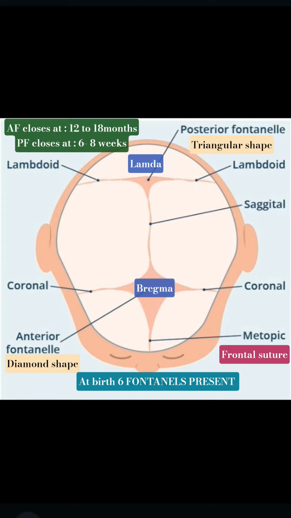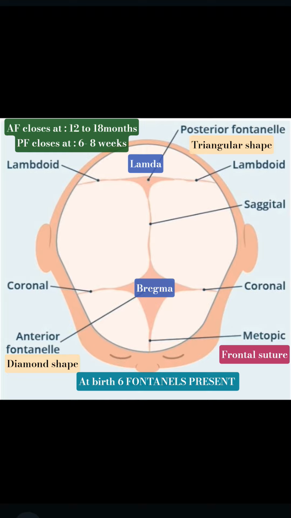And do you know when the anterior fontanelle closes? The anterior fontanelle closes at the age of 12 to 18 months after birth. And the posterior fontanelle closes at the age of 6 to 8 weeks of extrauterine life.